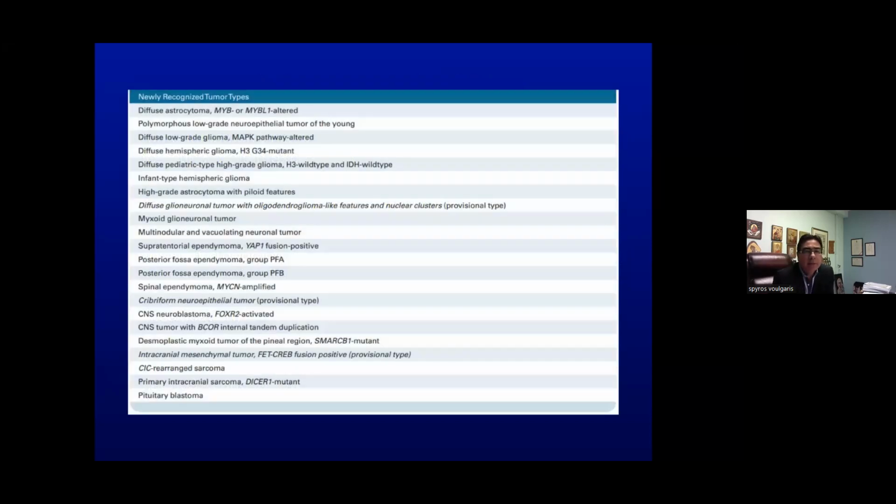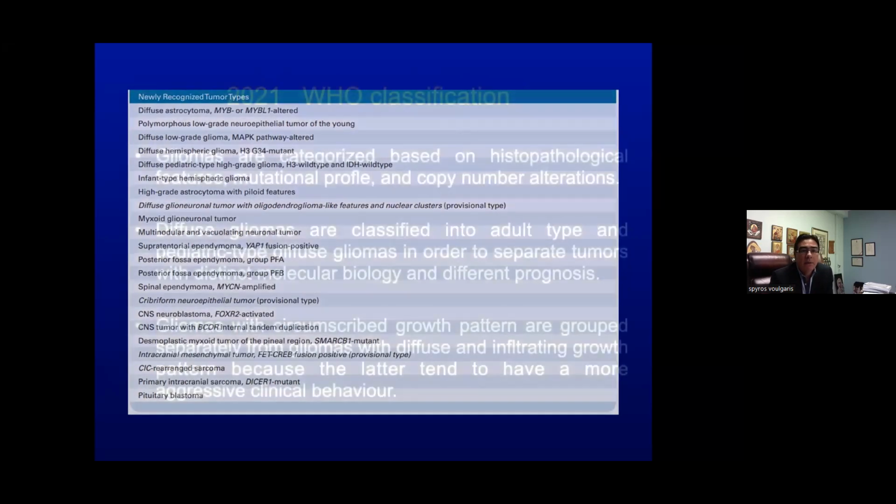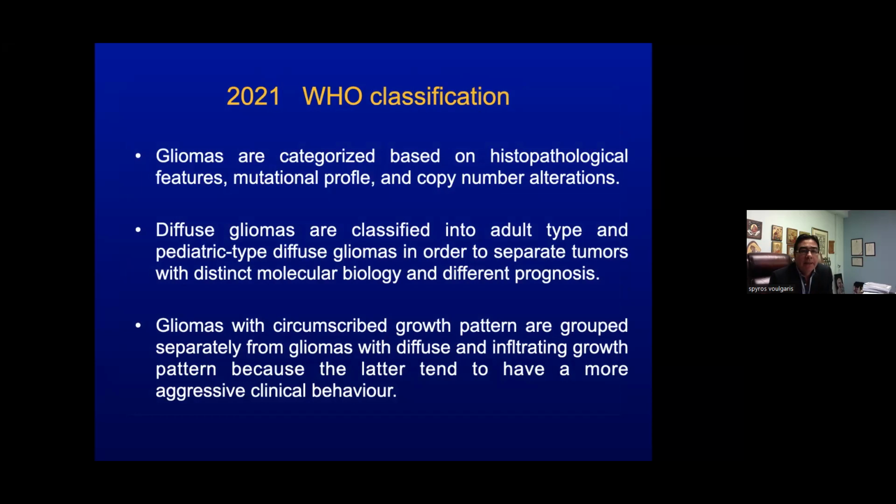Here you can see the newly recognized tumor types. We will discuss them right now. For example, gliomas are categorized based on histopathological features, mutational profile, and copy number alterations. There are two types of diffuse gliomas, classified into adult type and pediatric type, in order to separate tumors with distinct molecular biology and different prognosis. There is another category, gliomas with circumscribed growth pattern, grouped and separated from the gliomas with diffuse, infiltrating growth pattern that I mentioned before, because the latter tend to have a more aggressive clinical behavior.